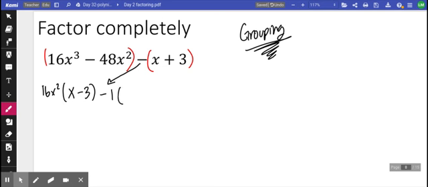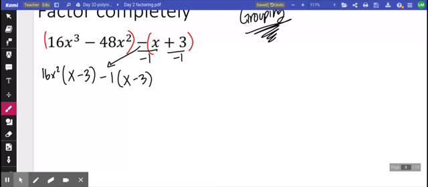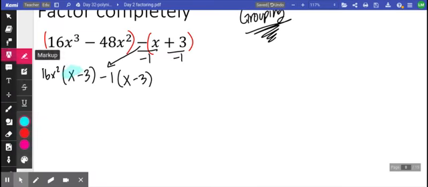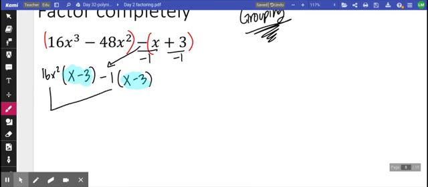Now, this one's a little tricky, but if you divide both of these terms by negative 1, the signs are just going to switch. So negative x divided by negative 1 is x. 3 divided by negative 1 is minus 3. At this point, we've gotten pretty good with grouping, where we should know that we should have those same things in the groups: x minus 3, x minus 3. If you don't, go back, you did something wrong. All right, group together, we have 16x squared minus 1 times, let me give parentheses, x minus 3.